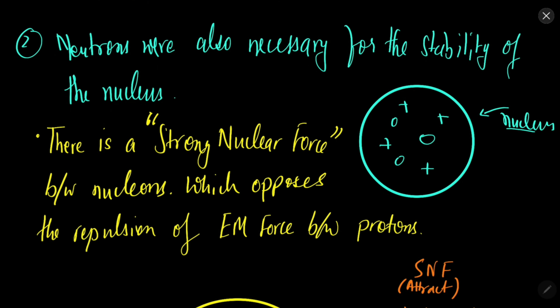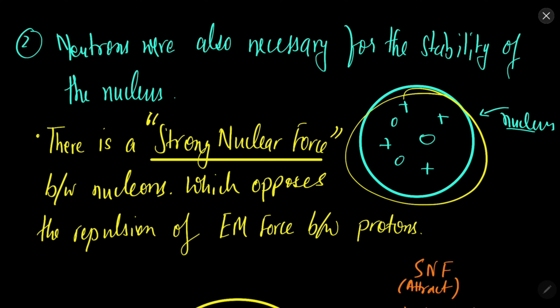So inside the nucleus there are so many protons. These protons must be repelling each other because of the electromagnetic repulsive forces. So these protons must go away from each other and the nucleus must become unstable, but this is not the case. So a new force was discovered, the strong nuclear force. There is a force which acts inside the nucleus of the atom, which is called the strong nuclear force.